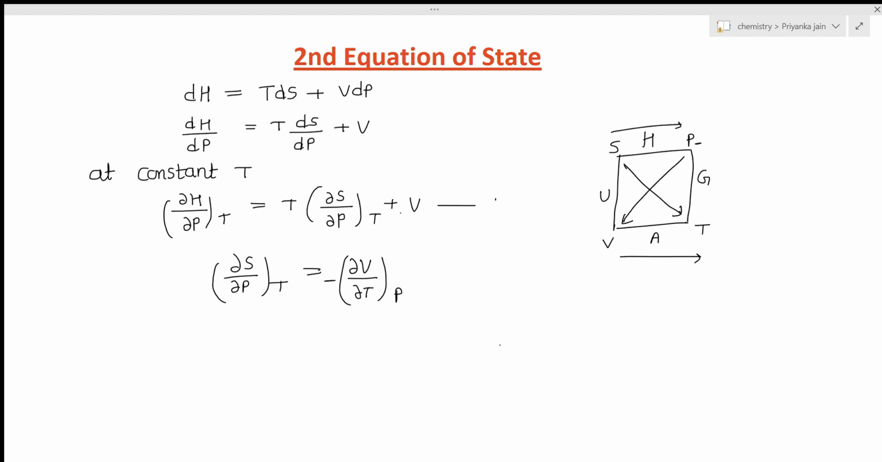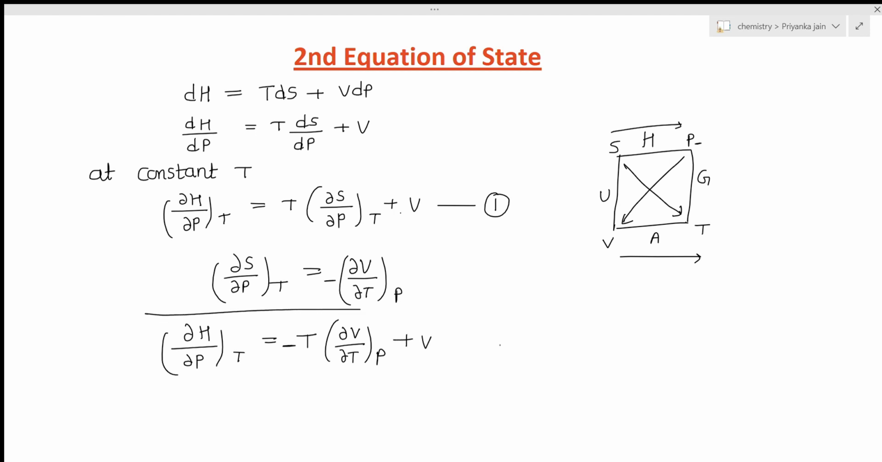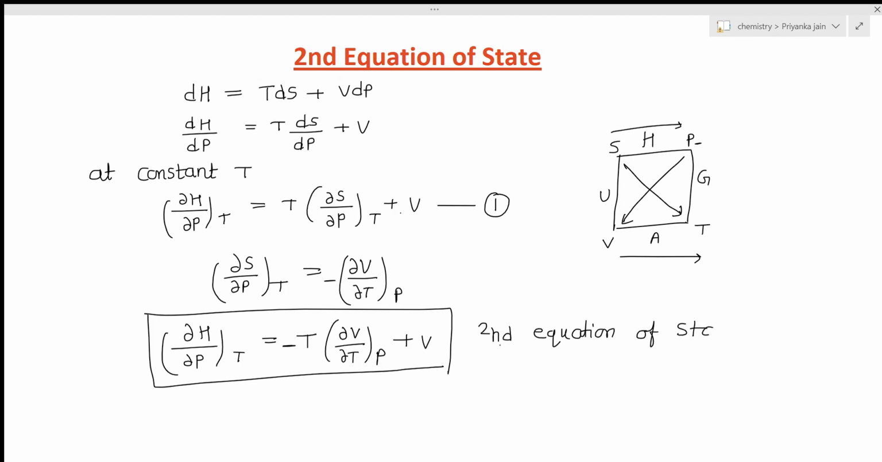Now substitute this value in our equation number 1. So what are we getting? ∂H/∂P at constant temperature is equal to T ∂V/∂T at constant pressure, put the minus sign here, plus V. Okay, this is our another relationship. This is called the second equation of state, because in this equation the enthalpy is now in terms of pressure, volume and temperature. This is called the second equation of state.